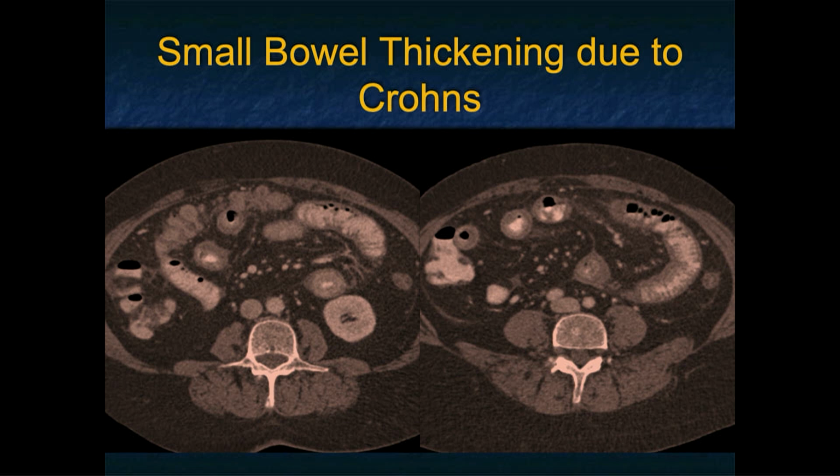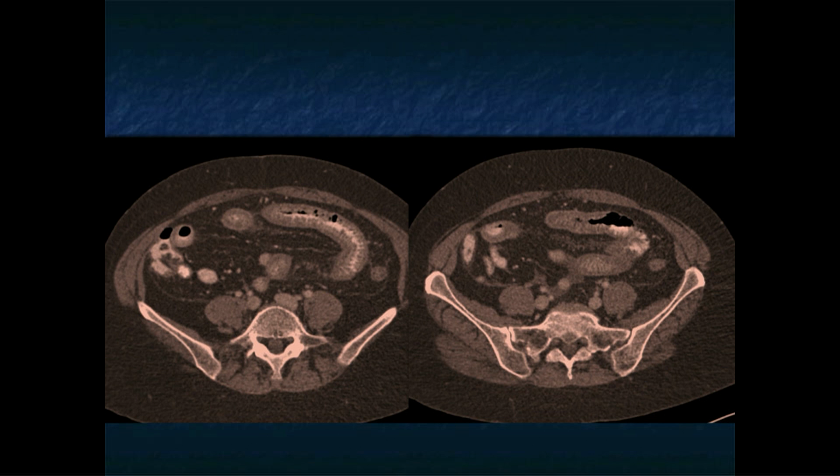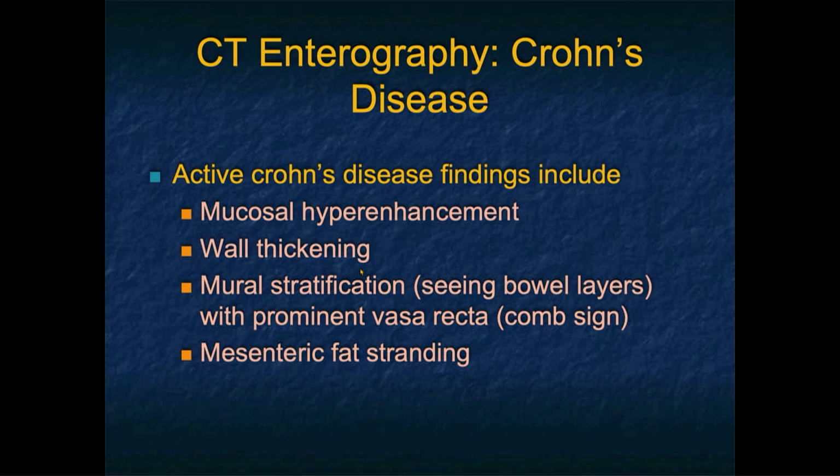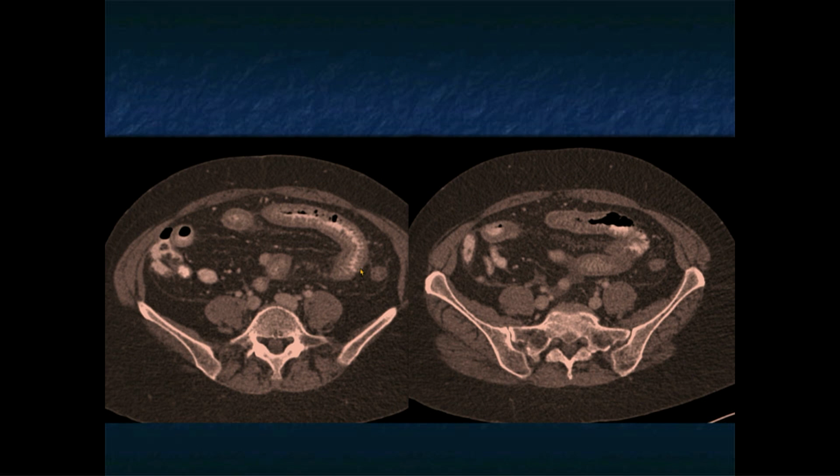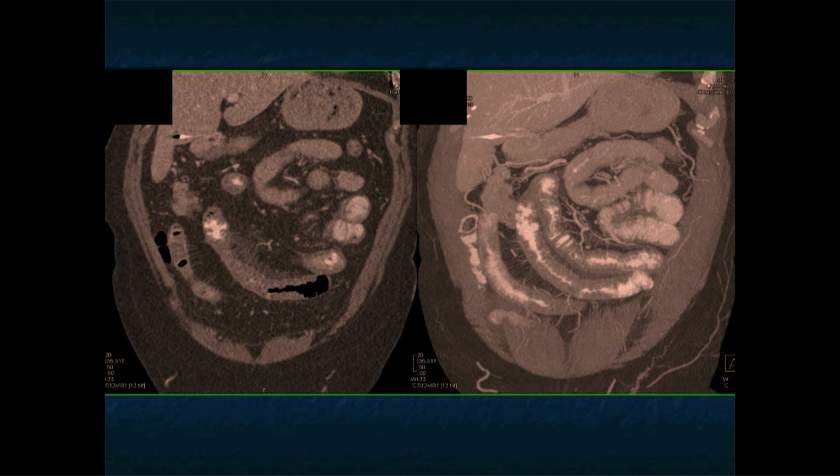Now, as I mentioned, sometimes we're using positive contrast. And here's just a good example of a patient without a history of Crohn's, but you can see the dilated loops of bowel, and then you see the multiple loops with the wall thickening. You can see long segments of bowel. Crohn's is, I think that jumped a little bit.